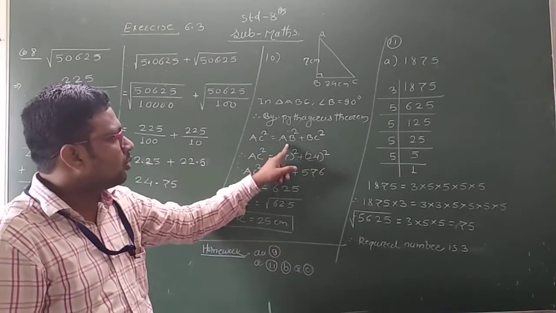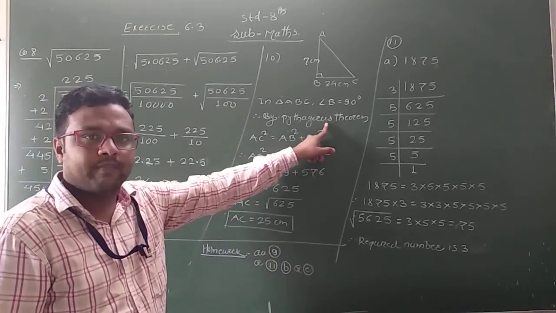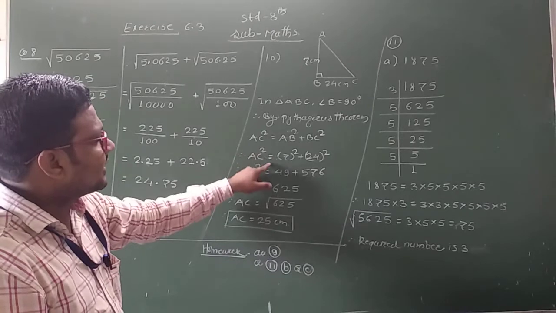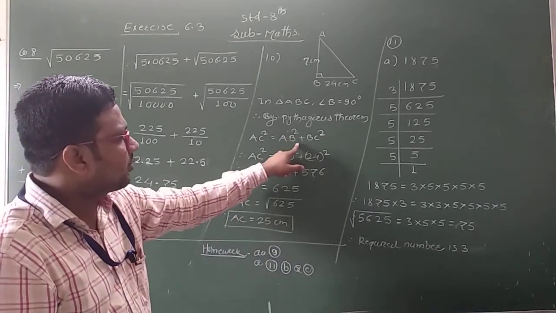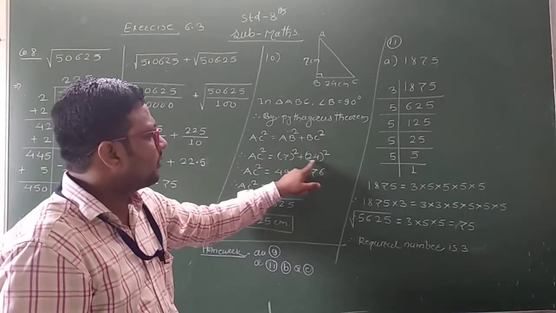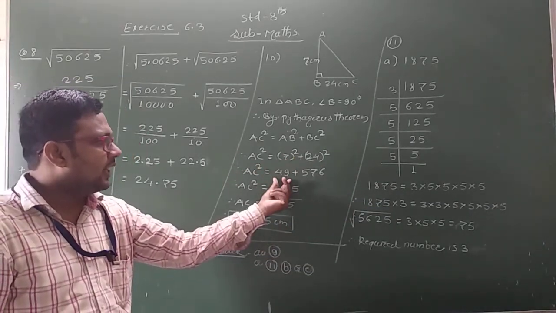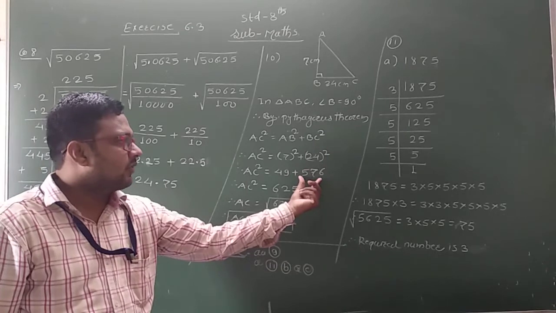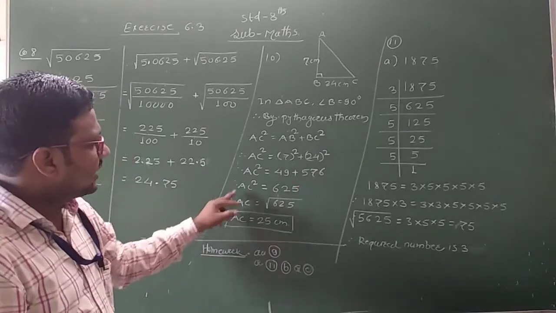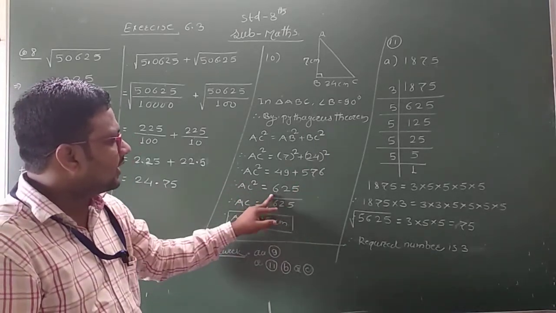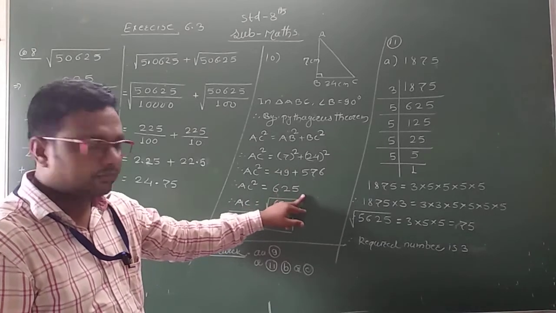AC square is equal to AB square plus BC square. Okay. Then AC square as it is, AB square, that is 7 square, plus BC square, that is 24 square. AC square is equal to 7 square, we know that 49, and 24 square, that is 576. AC square is equal to their addition, that is 625.